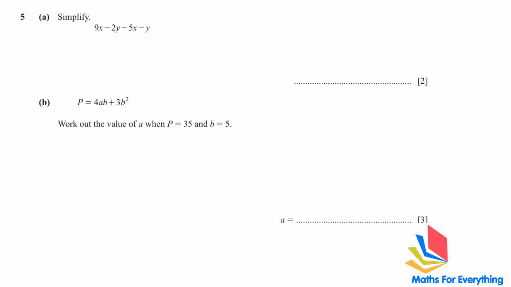Question number 5 is algebra questions. The first one, simplify. So we add the like terms together with the sign. 9x minus 5x will give us 4x, negative 2y and negative y. If there is no number, it means there is a 1. So negative 2y minus 1y will give you negative 3y.